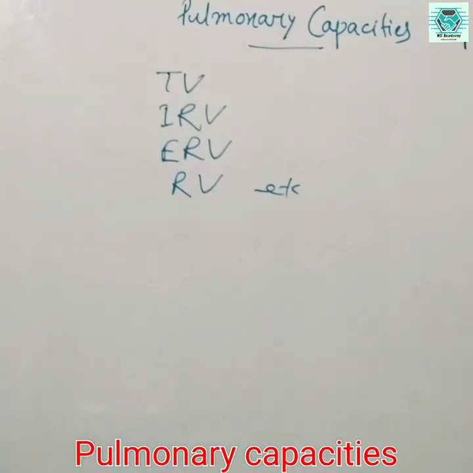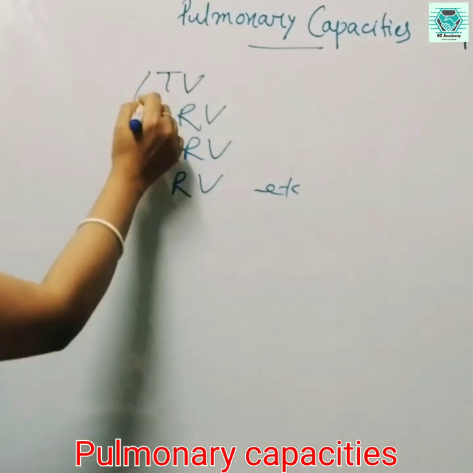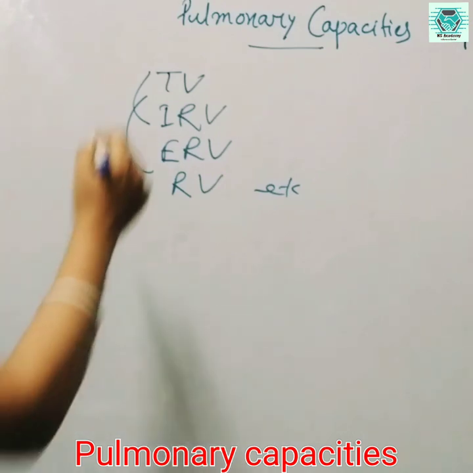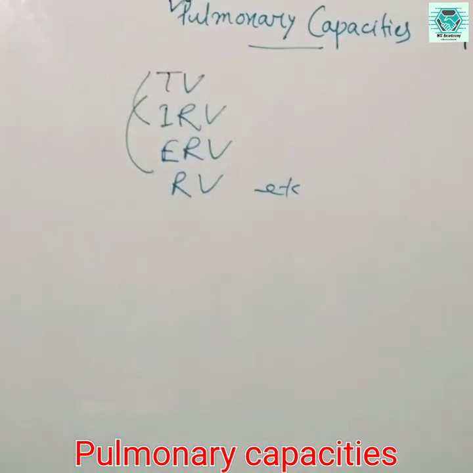In describing events in the pulmonary cycle, it is sometimes desirable to consider two or more of the volumes together. Such combinations are called pulmonary capacities. So when we take two or more volumes together, these combinations are called pulmonary capacities. I will discuss the capacities one by one.